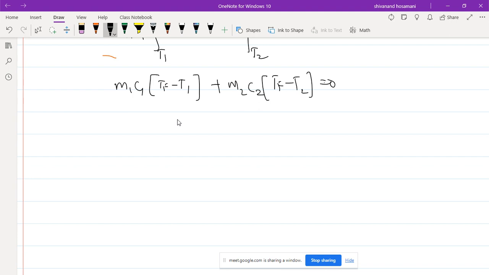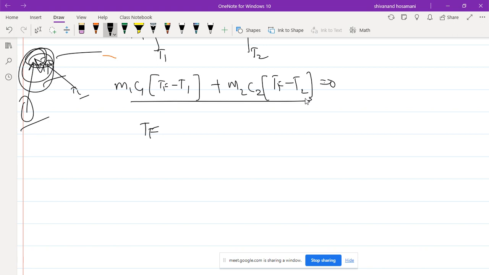What is the final temperature? The higher temperature goes down to TF and the low temperature goes up to TF. Both temperatures reach the final value, one from initial to final, the other from initial to final. That's why I have integrated like this.